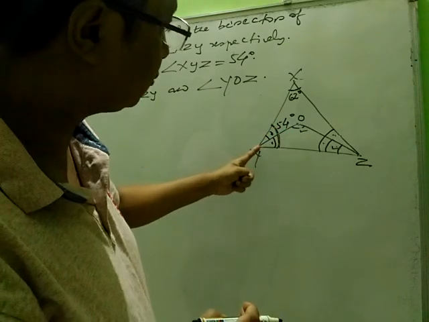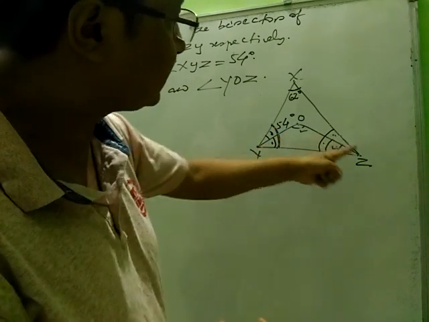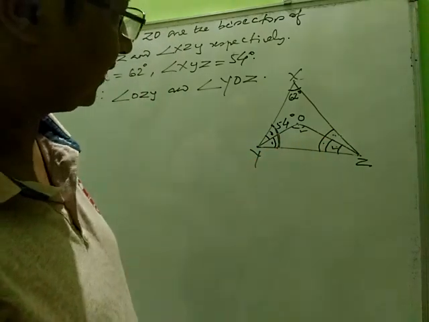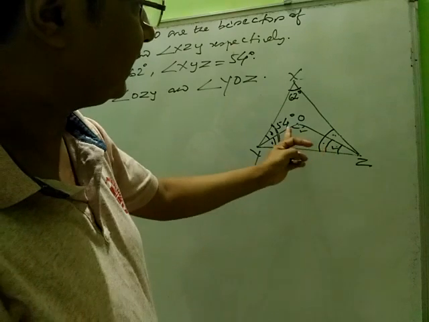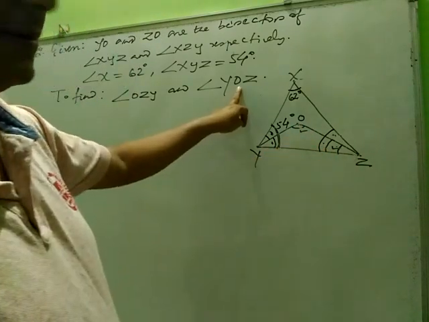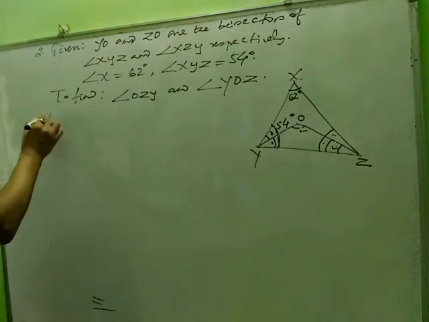Then you go to the triangle YOZ. This angle plus this angle plus this angle is 180 degrees. So you have Y and Z, and then you will finally get YOZ. So now let's begin.